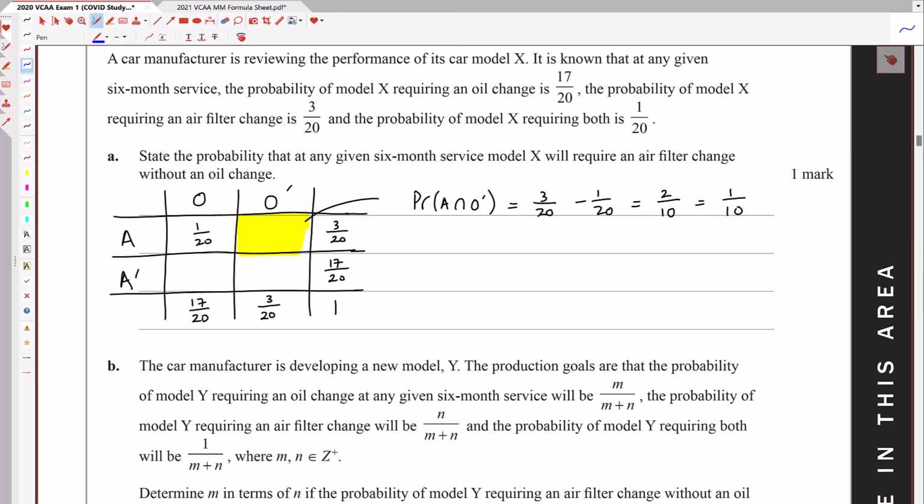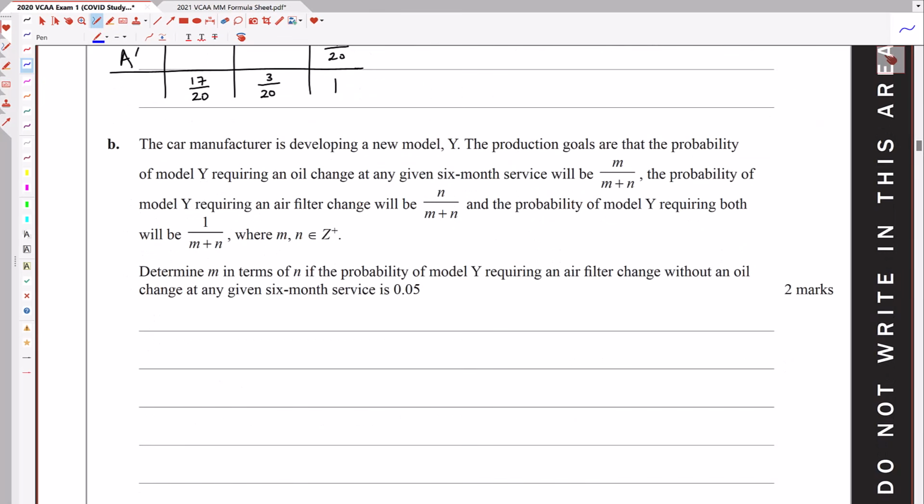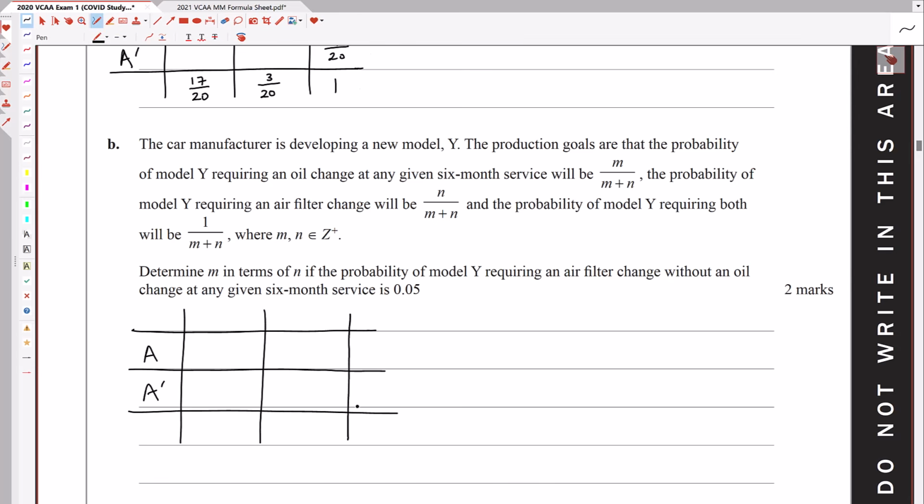So I'm going to take the same approach. I'm going to use a Karnaugh map, but like I said with the other one, because I don't want all these big ugly fractions everywhere, I'm going to think about instead this time, given that all of the fractions I've been given are on m plus n, I'm going to make the total of the table add to m plus n. So this is the sample space basically.